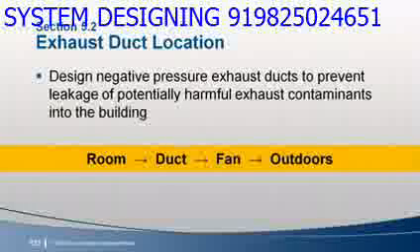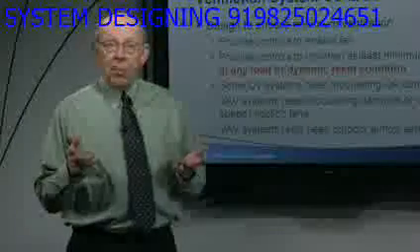Section 5.2 simply requires that exhaust ducts conveying potentially harmful contaminants must be operated at negative pressure. The exhaust air must be pulled through the duct, not pushed through it. This means that the fan discharges to outdoors. Section 5.3 requires controls to enable and disable fan operation.